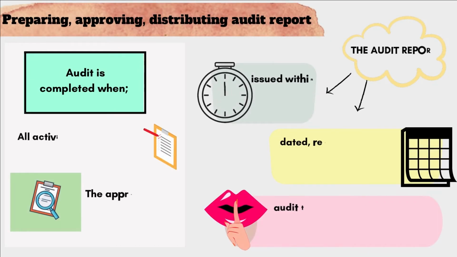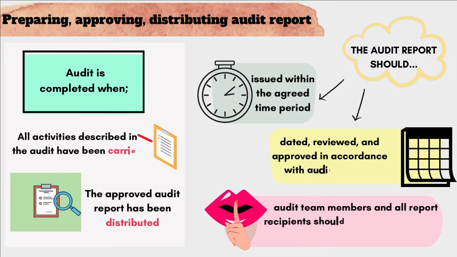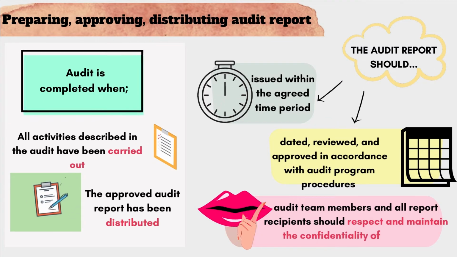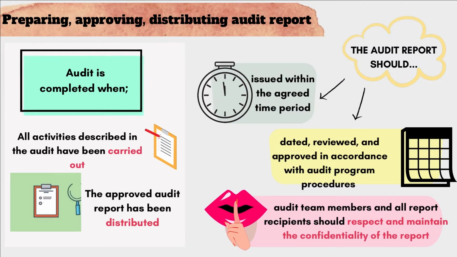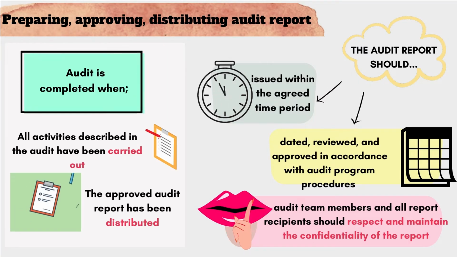The second action phase is preparing, approving, and distributing the audit report. How would you know if the audit has been completed? The audit is completed when all activities described in the audit plan have been successfully carried out and the approved audit report has been distributed. The audit report should be issued within the agreed time period while ensuring it is dated, reviewed, and approved in accordance with audit program procedures.